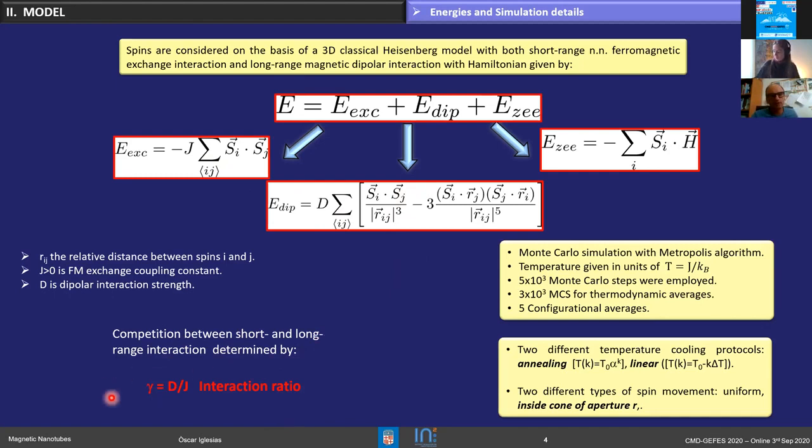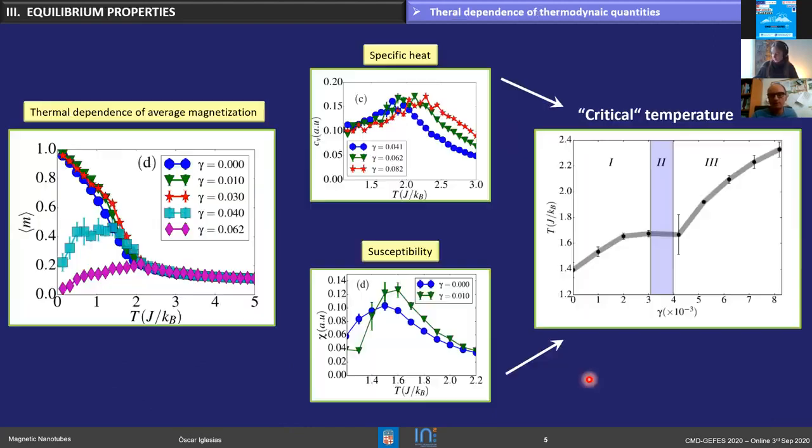An important parameter here will be the interaction ratio, gamma, which gives you the strength of the dipole interaction as compared to J. When we study the reversal modes, we'll have to introduce the Zeeman coupling with the magnetic field. And in order to study the magnetic configurations, we use a linear temperature decrease from high temperature, and also an annealing in order to obtain the ground state configurations of the system.